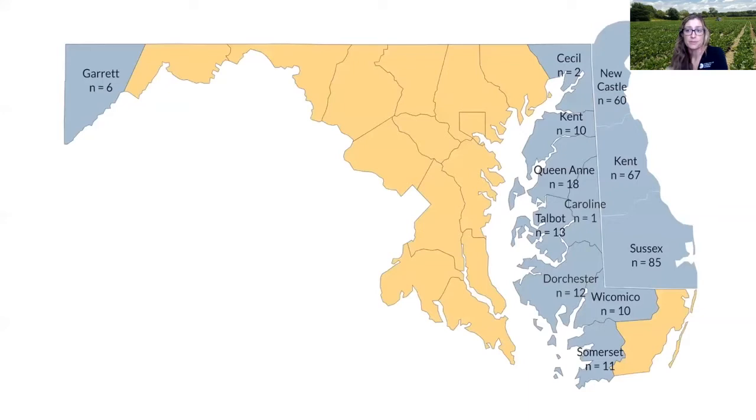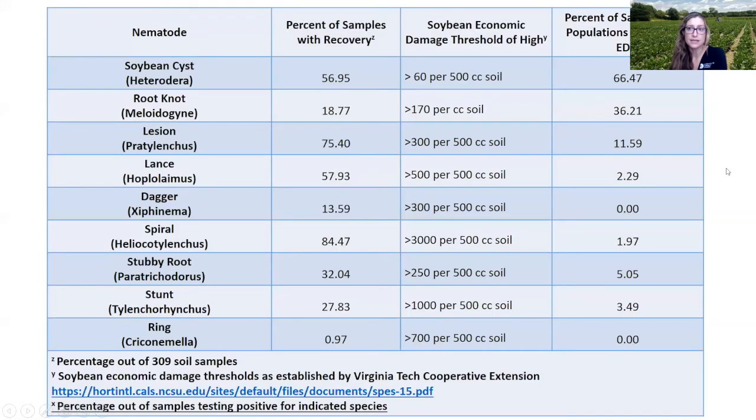Over the past 3 years, we've done quite a bit of sampling across Delaware and Maryland. I have just a summary slide here showing the percent of recovery that we got in those samples. Just because nematodes are there, it doesn't always mean they're a problem. So we do have these economic damage thresholds. This is something we're in the process of reevaluating. These thresholds can be really difficult to come across. A lot of these are a combination of things that we've used from North Carolina, Virginia, the Midwest, but we're trying to hone in on these.